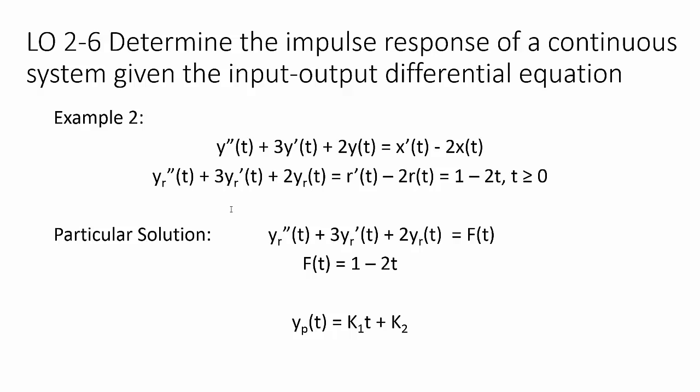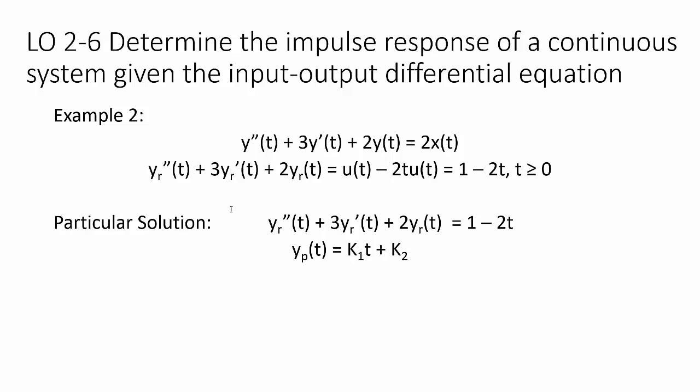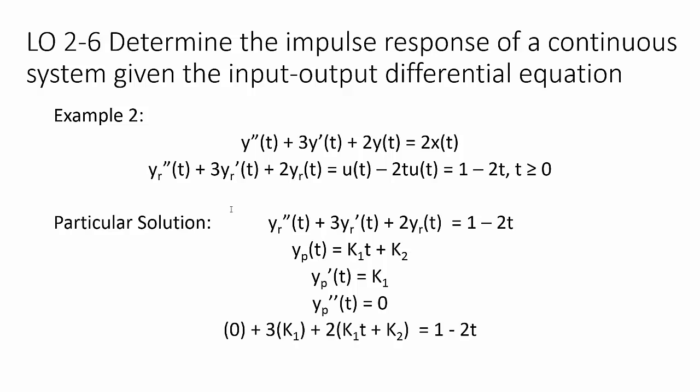If our forcing function is linear, then our particular solution is going to be linear: k1t plus k2. Now we got to find those variables. Take the derivative of our particular, double derivative of our particular. Plug everything in. Can you solve for k1 and k2? Here we go.